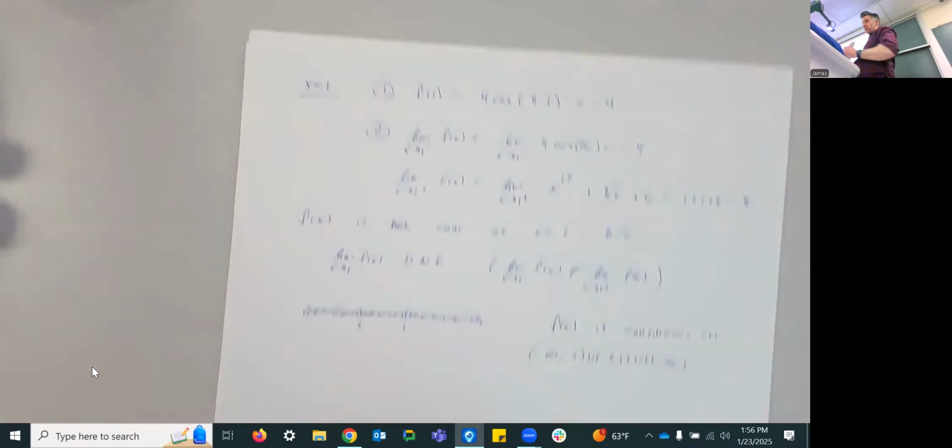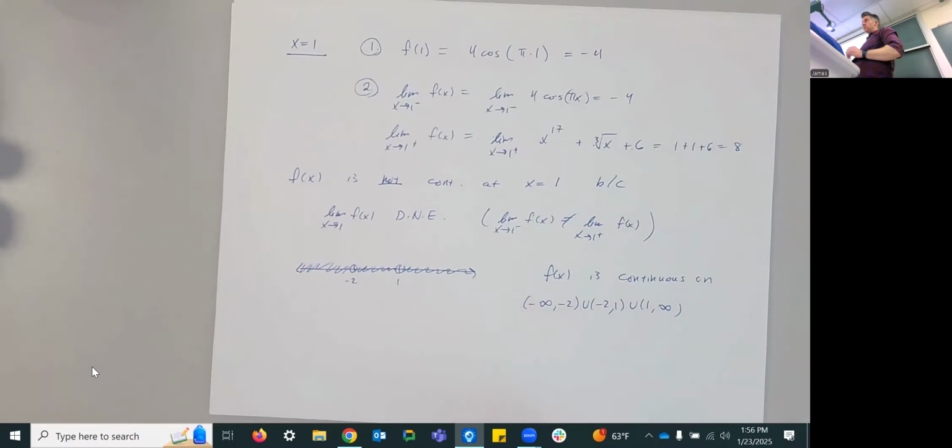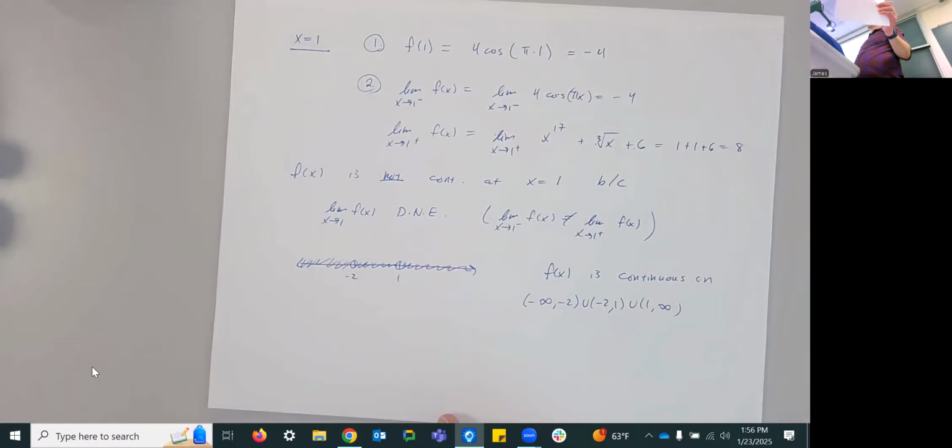All right, question. In this case, although one is not part of the interval, one is part of the community. Correct. That's an excellent point.